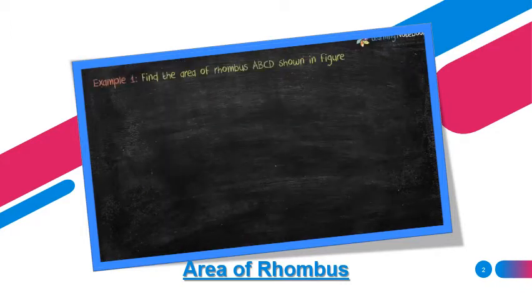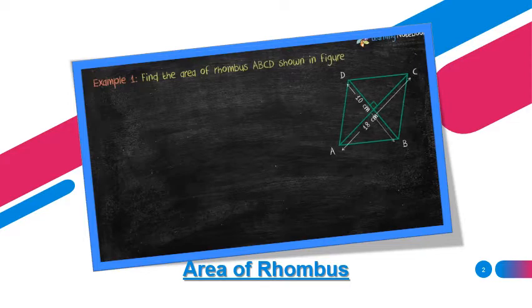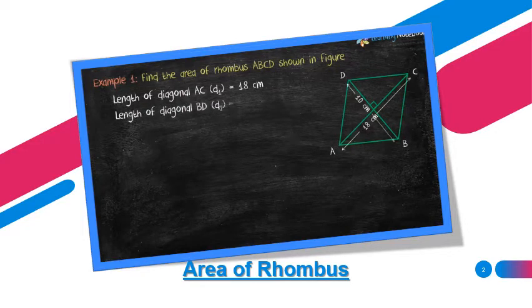Let's understand the application of this formula by solving a question. Find the area of rhombus ABCD shown in the figure. We are given length of diagonal AC equals 18 cm. Length of diagonal BD equals 10 cm.